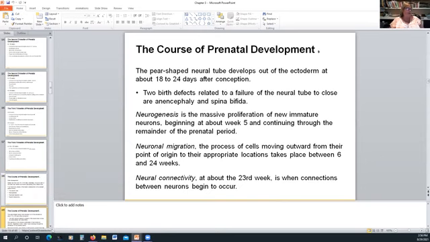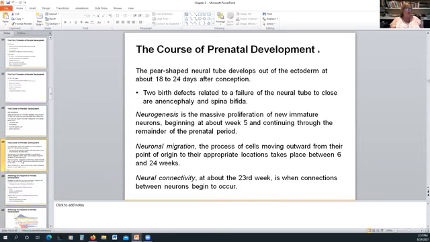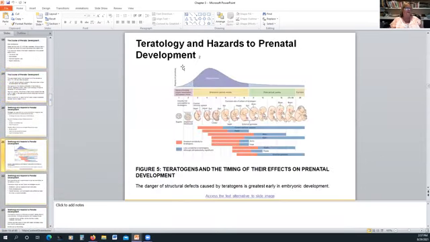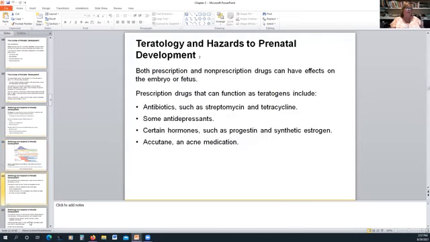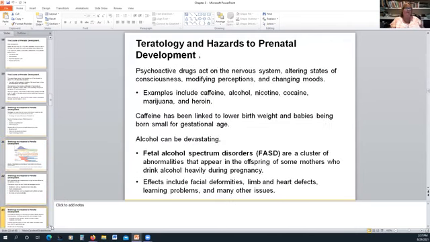Okay, so again, just some more about prenatal development. This is the slide on teratogens. Teratogens are things in the environment that are bad for baby. It doesn't necessarily have to be drugs and alcohol. It can be things in the environment, like cough medicine.